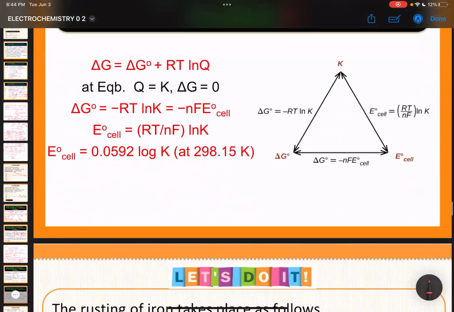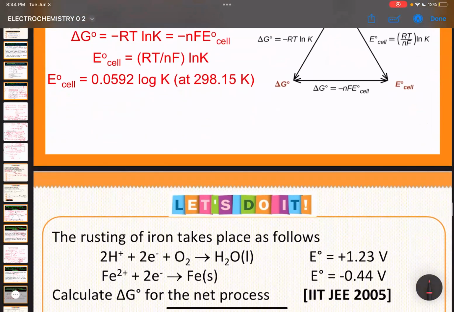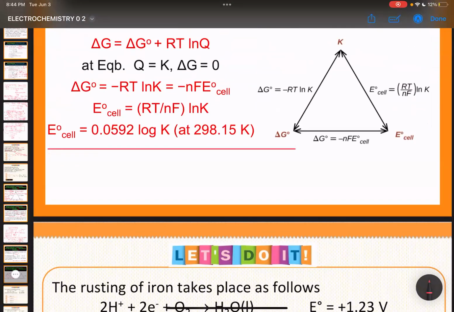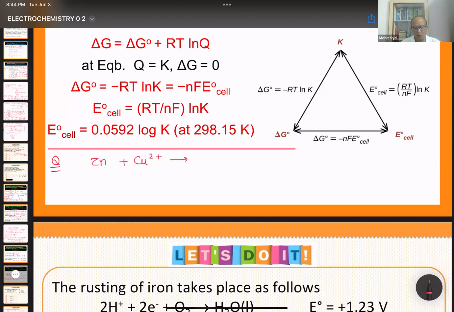Suppose, let's say, if I give you this reaction, let's write the Daniel cell, which is the most famous. So zinc gets oxidized at the anode and copper 2 plus gets reduced at the cathode.